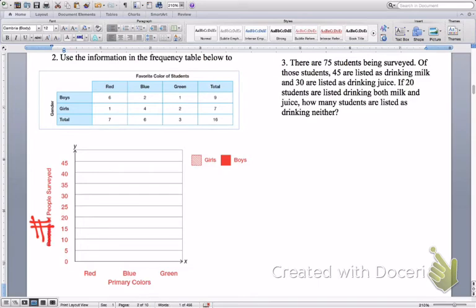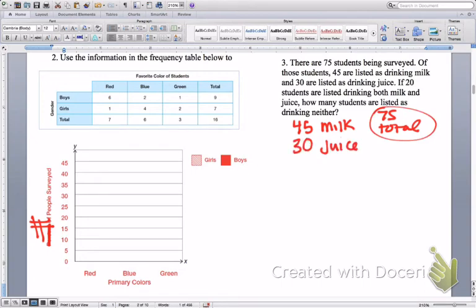Let's go ahead and do number 3. So there are 75 students being surveyed. Of those students, 45 are listed as drinking milk and 30 are listed as drinking juice. So let's write that information out. So 45 drink milk of the 75 total, and 30 drink juice. And if 20 students are listed as drinking both, we need to figure out how many do not drink either. So we're looking for the ones that don't drink either of the two.